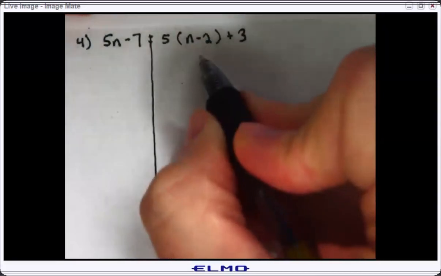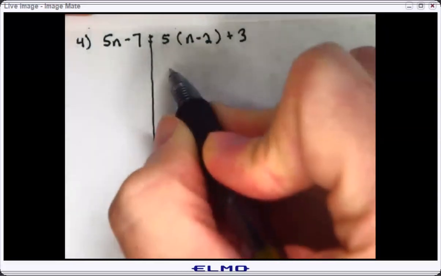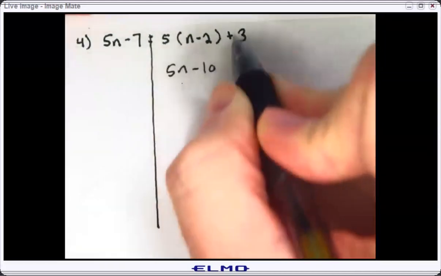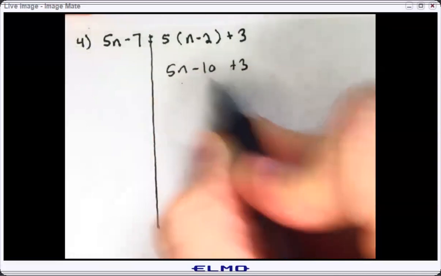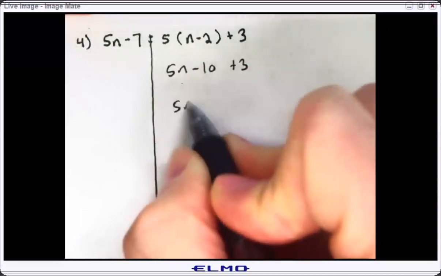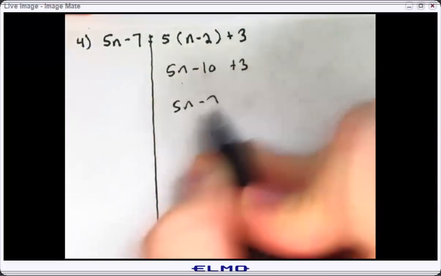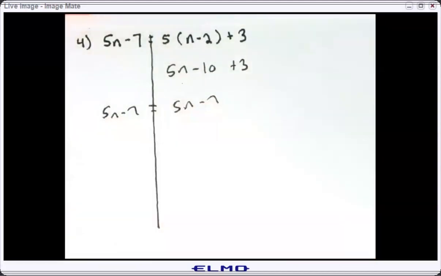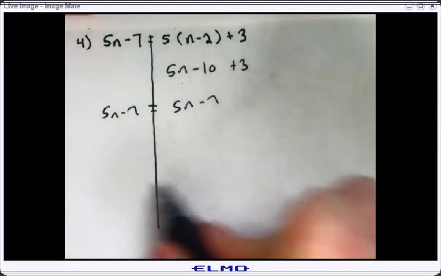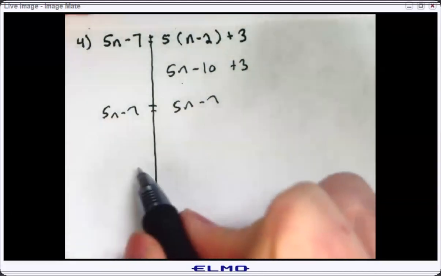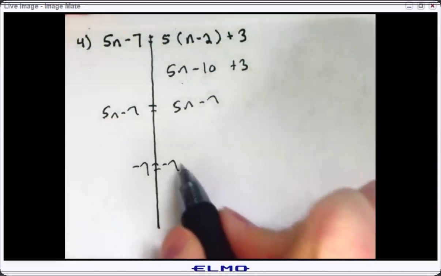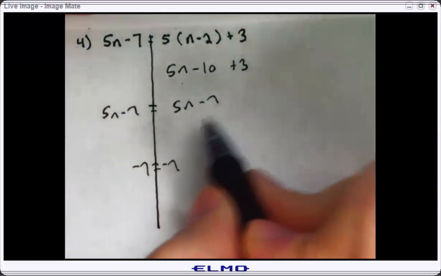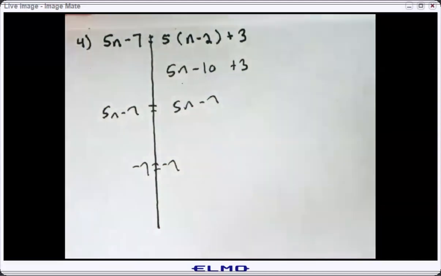Left side is in simplest form. The right side is not. 5 times n is 5n. 5 times negative 2, negative 10. Bring down my plus 3. I've got like terms to combine. Negative 10 plus 3 is negative 7. On the left side, I also have 5n minus 7. Now I could keep going, subtract 5n from both sides. I would get negative 7 equals negative 7, which is true. But as soon as I see both sides are identical, I know I have an identity.